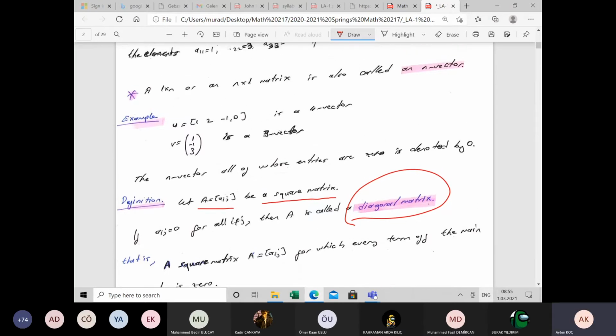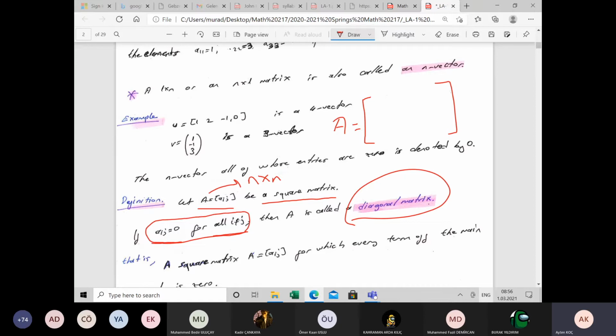And if the ij entry is zero for all i not equal to j, then A is a diagonal matrix. What does it mean under this one? Take an n by n matrix, a square matrix. The diagonal should be diagonal, and it means, look at the definition: if i is not j, our entry should be 0.